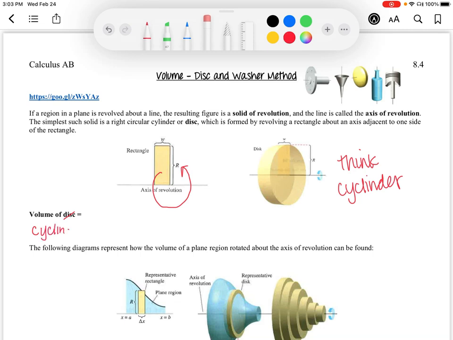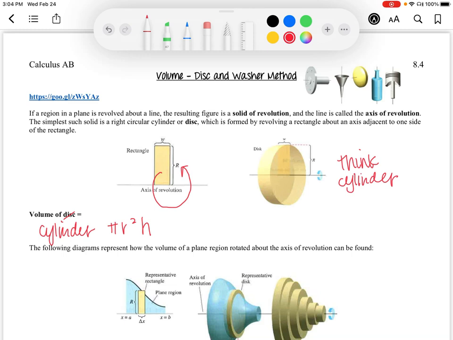I cannot spell, goodness. Cylinder. So the volume of a cylinder is pi r squared h. I see my typo over here as well, so cylinder. What we need to figure out here is what's our r and what's our h.